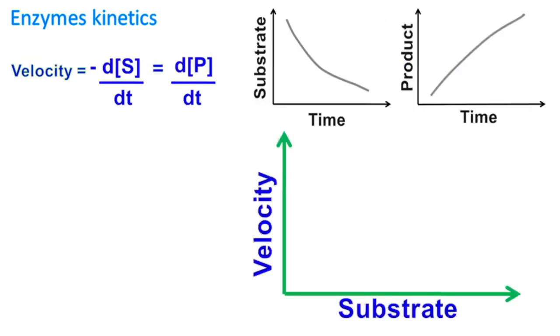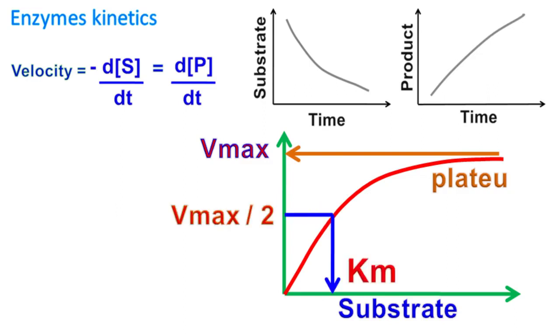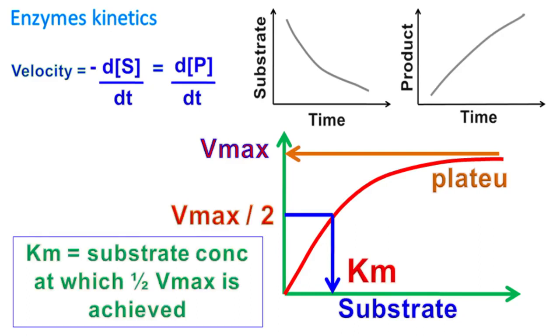Now it turns out that the velocity of reaction changes when substrate concentration changes. This is something that is seen experimentally. With an increase in substrate concentration, the velocity of the reaction increases until it reaches a plateau. This is called maximum velocity or Vmax for that particular enzyme. Now let's divide Vmax by half and find the substrate concentration at which this is occurring. The substrate concentration at which half of Vmax is achieved is called Km.